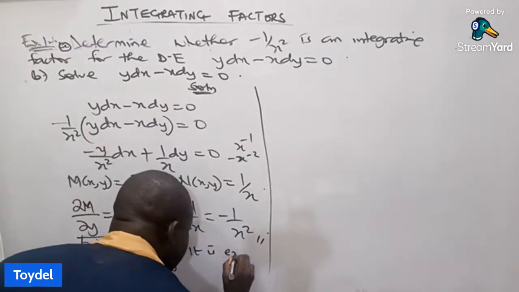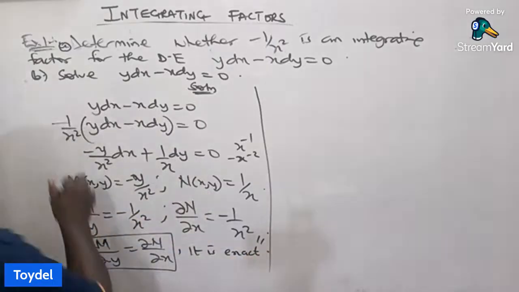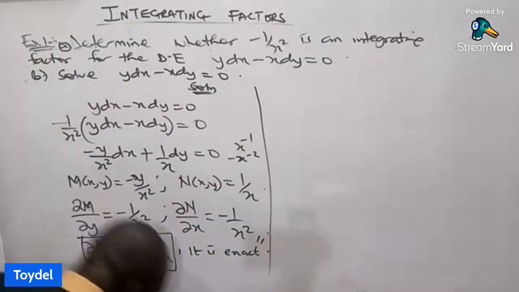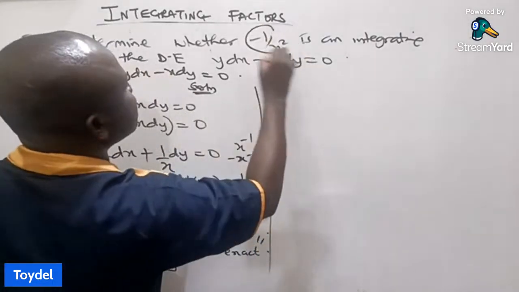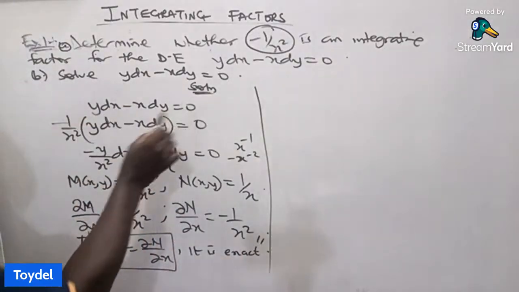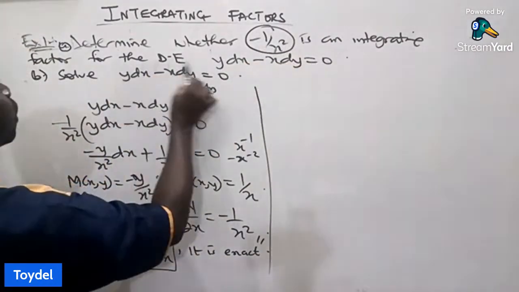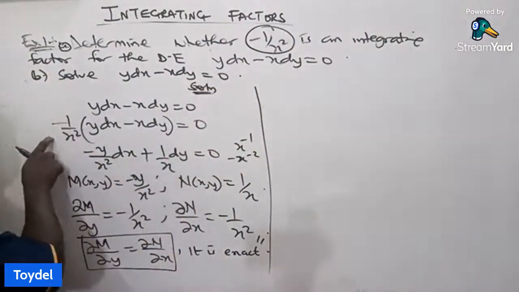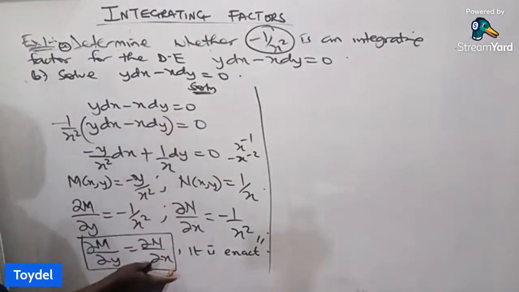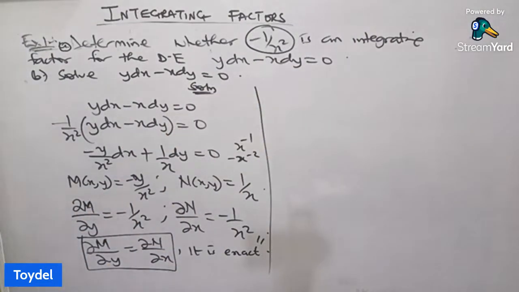We have to determine whether this integrating factor is an integrating factor for the differential equation. So when we use this integrating factor to multiply this differential equation, we are able to test for exactness. So it shows that that value, minus 1 over x squared, is an integrating factor for the differential equation. So that's the first part of the question, and we have been able to do that.